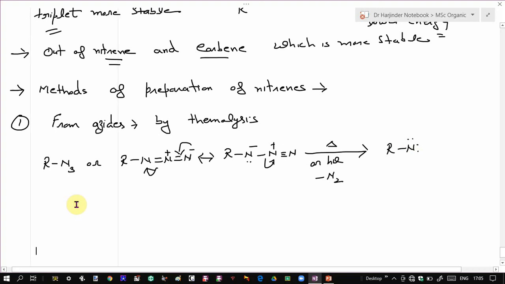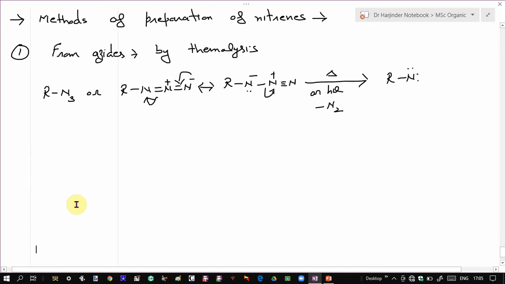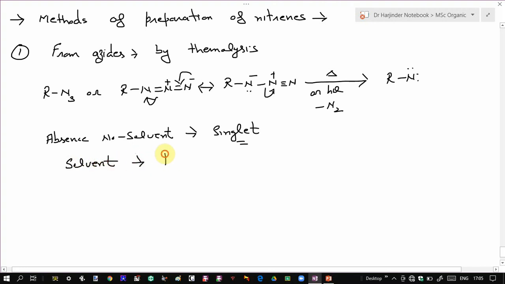Now with this method we can prepare both singlet nitrene as well as triplet nitrene. If this reaction is carried out in absence of solvent, that means you use no solvent, that will result in a formation of singlet nitrene, and when the reaction is performed in presence of solvent, that results in a triplet nitrene. So we can prepare singlet as well as triplet nitrene by the thermolysis of azides.